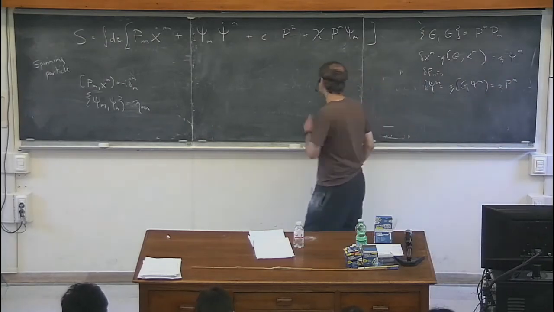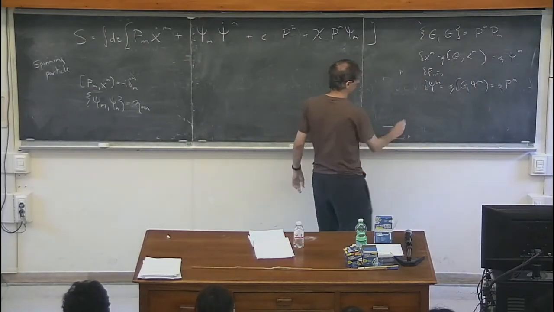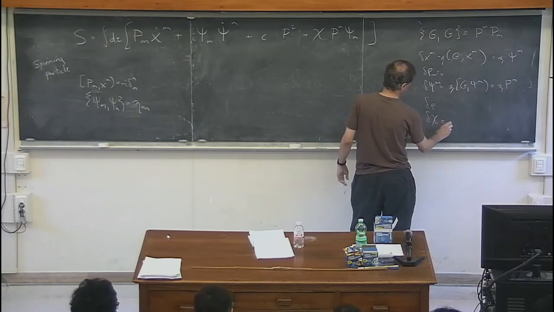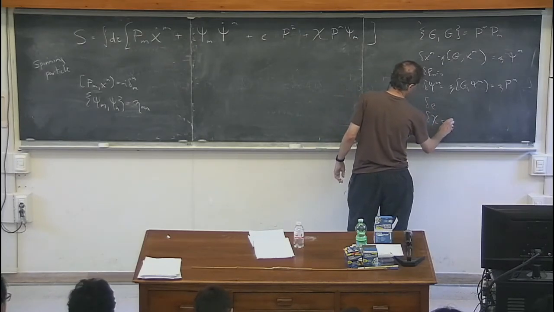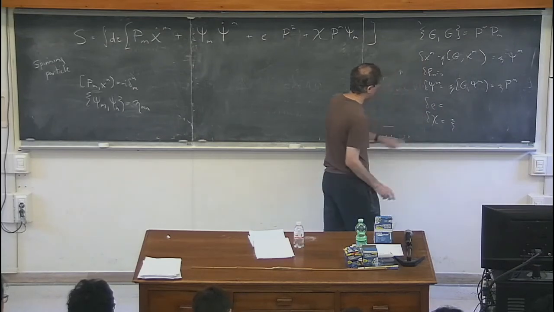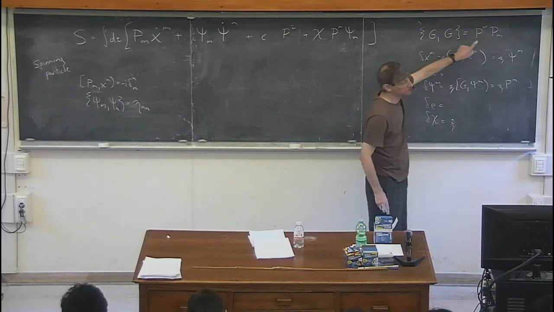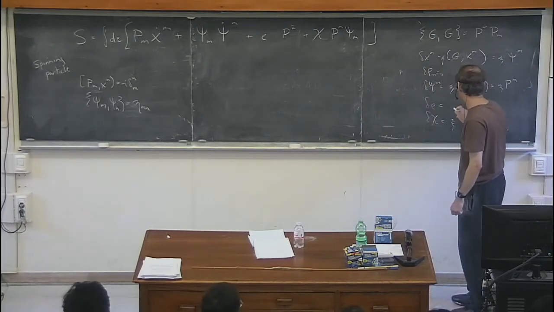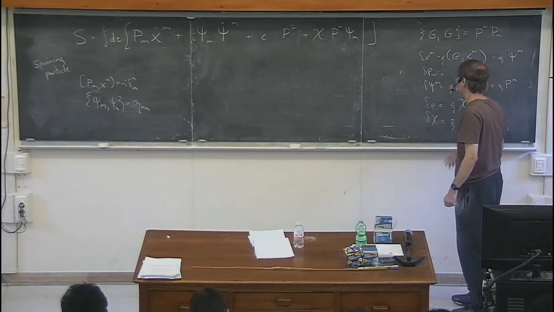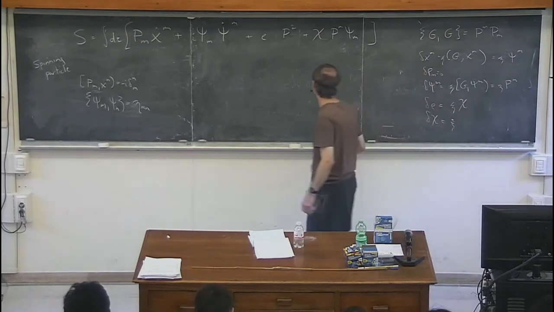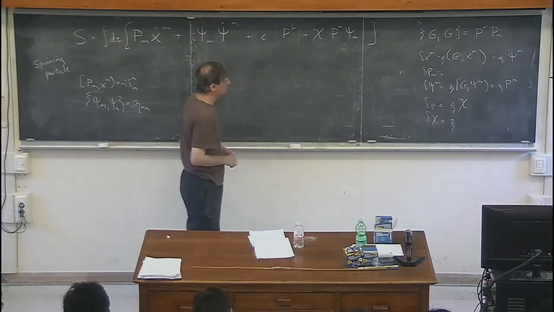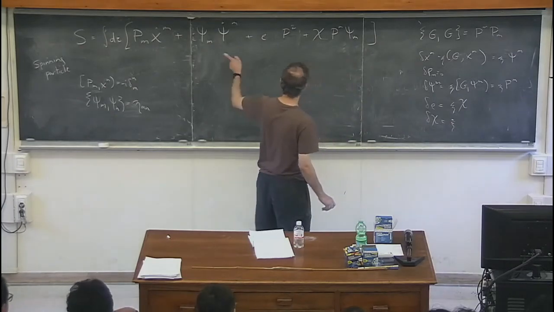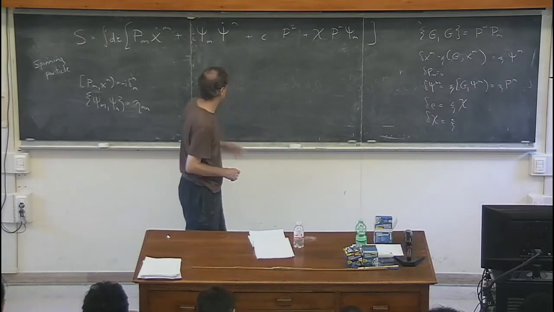And of course, you also have to vary E and chi. So this is going to be chi dot, and this is going to be non-zero precisely because of this anti-commutator here. So you get delta E is just going to be equal to psi times chi. Okay, so these are the transformations which leave the action invariant up to a total, up to a surface term.